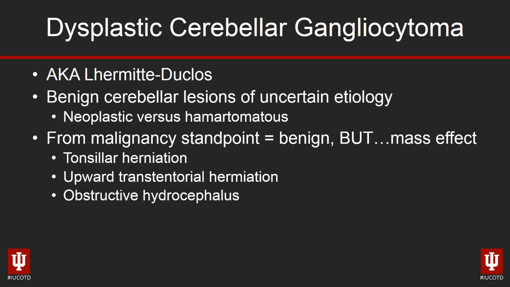But despite the fact that it's benign, it certainly can exert mass effect. And we have to worry about things like tonsillar herniation, upward transtentorial herniation, and obstructive hydrocephalus, depending on how big it is and what it's exerting mass effect on.